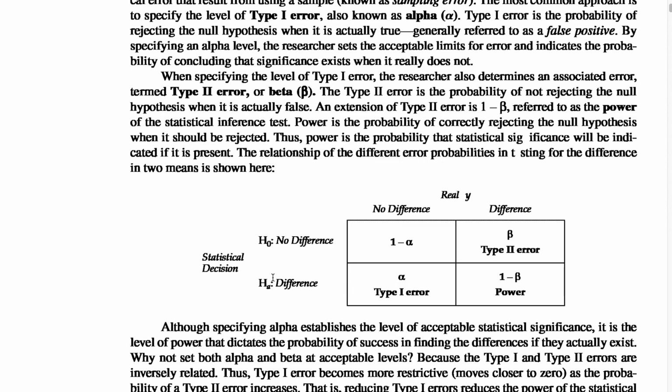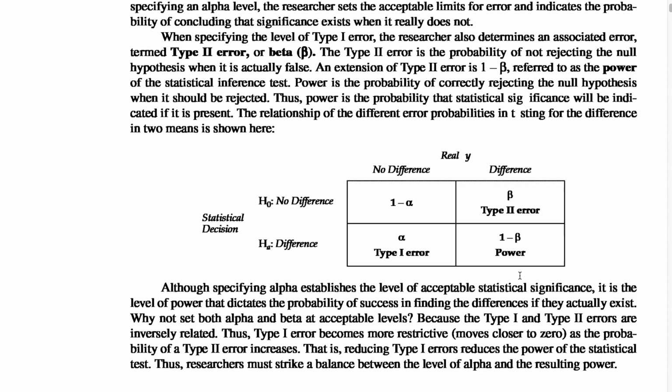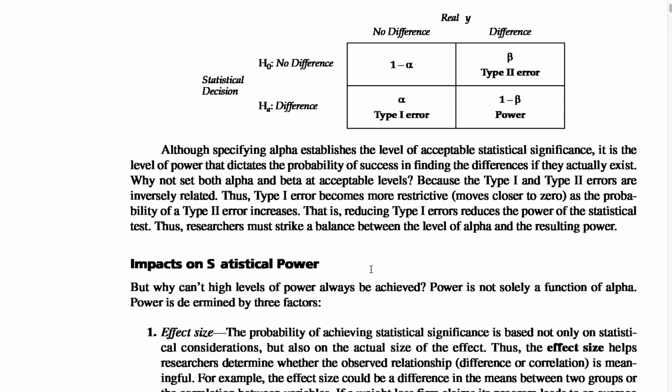Here's the statistical decision. H0 is the hypothesis of no differences. We call it 1 minus alpha when there are no differences, and when there are differences, it is beta, the second error. H1 is differences, alpha error, beta, and 1 minus beta is power. Although specifying alpha establishes a level of acceptable statistical significance, it is the level of the power that indicates the probability of success in finding the differences if they actually exist.